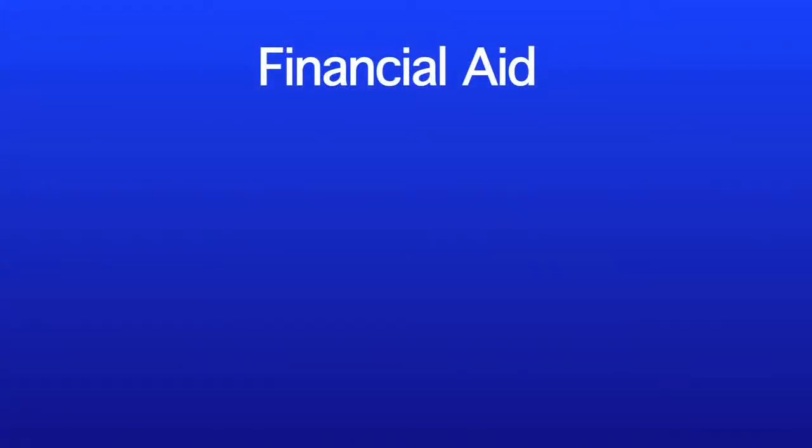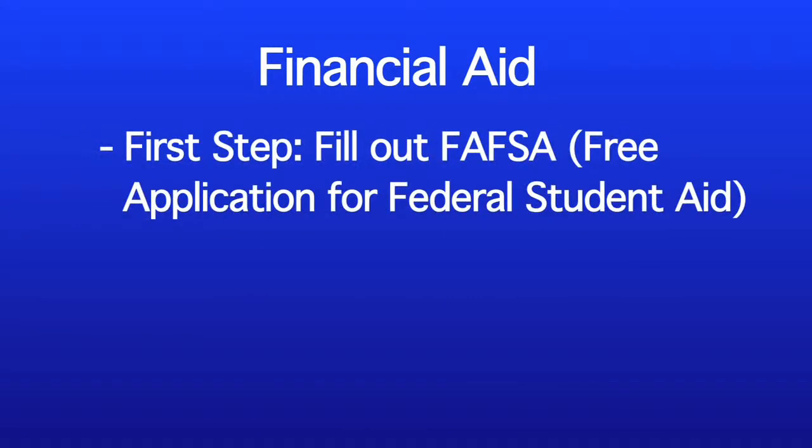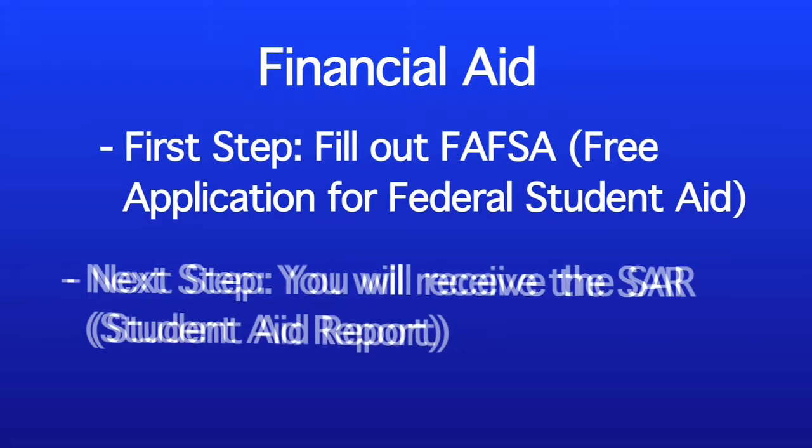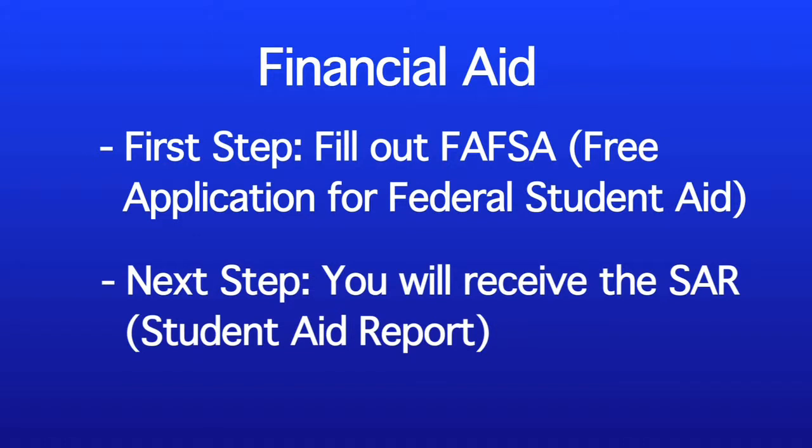Our topic is what happens after you apply for financial aid. Now, the first step in applying for federal financial aid is completing the FAFSA form, or the Free Application for Federal Student Aid. After you've completed the FAFSA online, the federal student aid processor will email back to you a document called the Student Aid Report, or SAR for short.